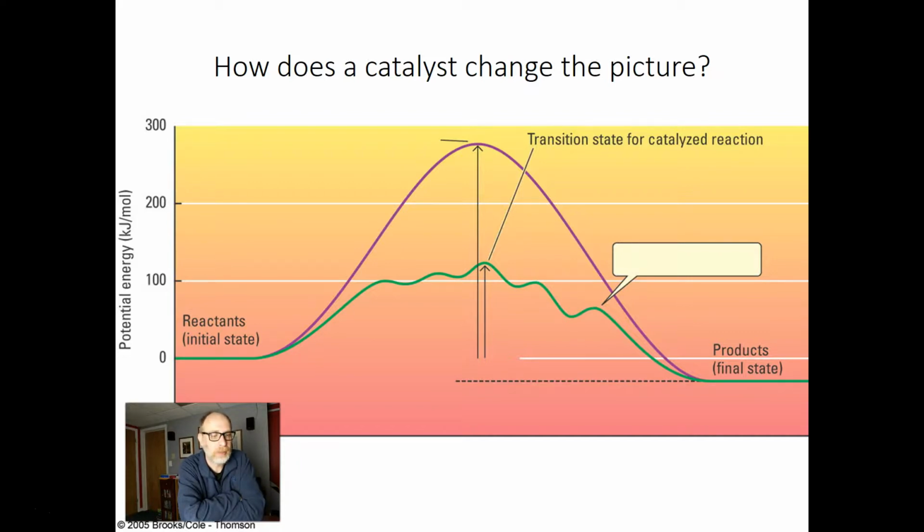So a reaction that maybe before needed to be heated to 250 degrees Celsius, we can maybe do at room temperature. So catalysts are incredibly important for helping us do a number of different chemical reactions. And we talked about the catalytic converter in the car that converts carbon monoxide to carbon dioxide. That's something where there's a catalyst.